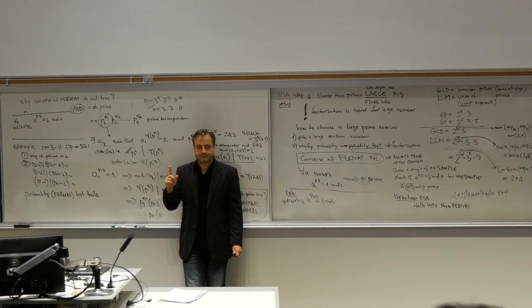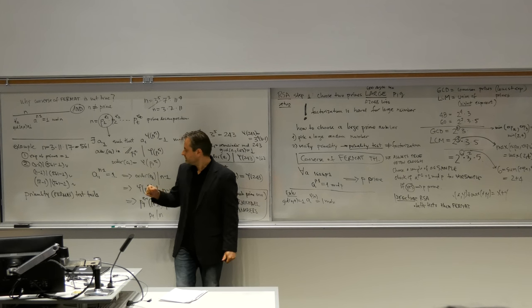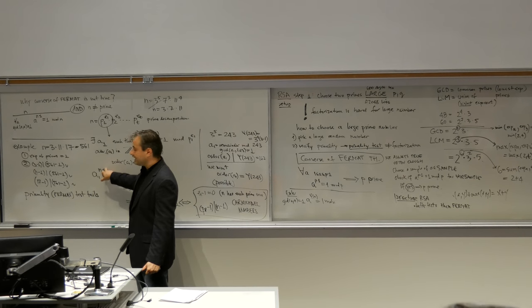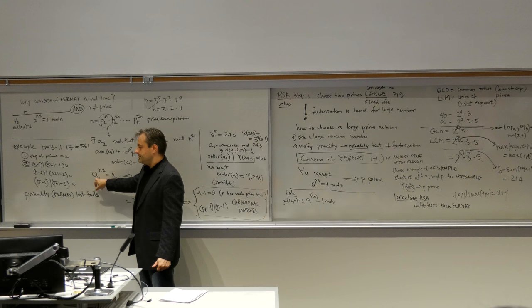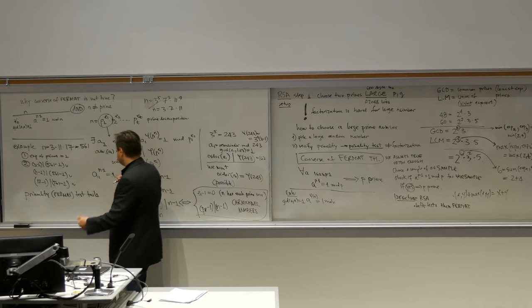So for each number, you have to do the power n minus 1 anyway. You pick an A, and you raise it to this power n minus 1, and you see if you get 1 modulo n.